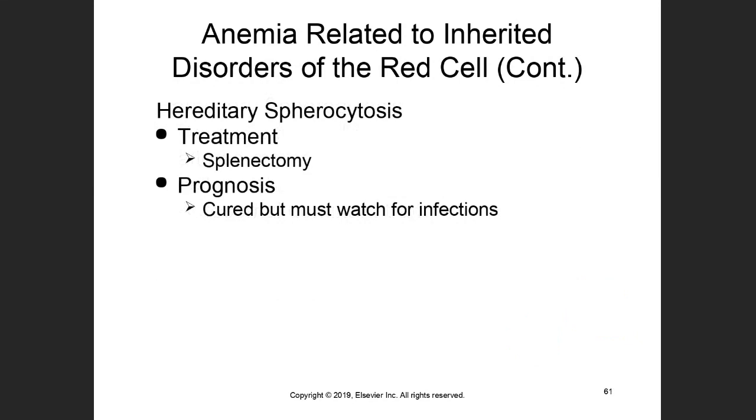Treatment of spherocytosis is splenectomy, always splenectomy, okay? One of the main characteristics of spherocytosis is that the MCHC, mean corpuscular hemoglobin concentration, is high. It is the only anemia that increases the MCHC.